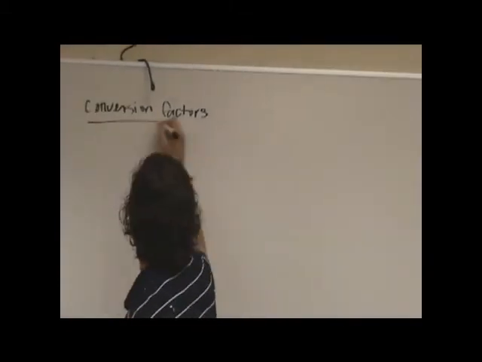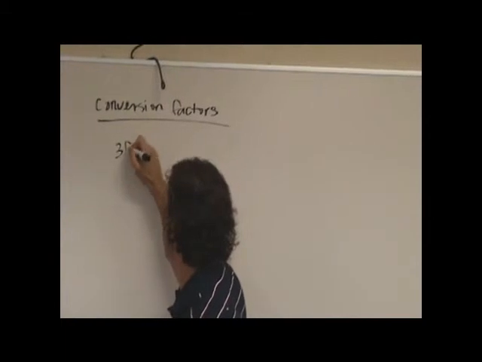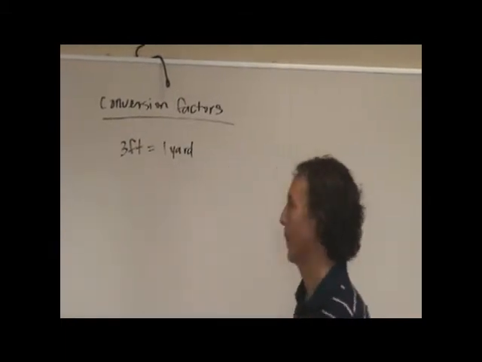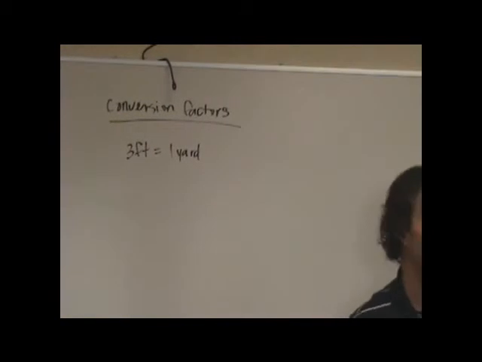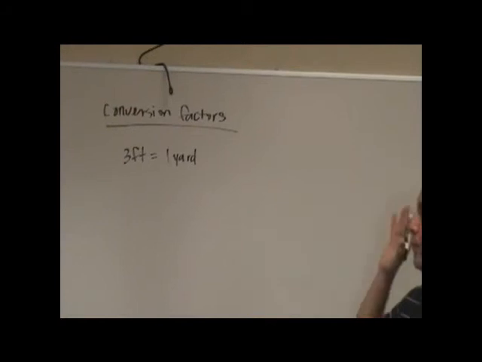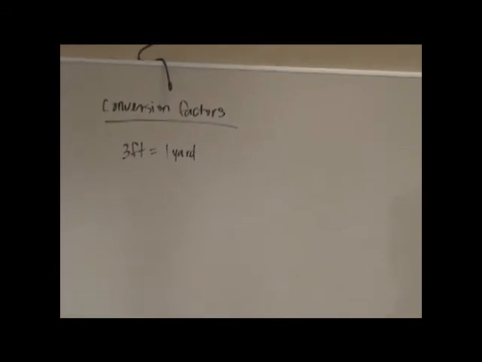Let's stick with things that we know. 3 feet equals 1 yard. Or 1 foot equals 1/3 of a yard, and you could do that, but this number is easier to multiply with. So 3 feet equals 1 yard. Those are two numbers that mean the same thing, and so you can use them in a conversion factor.